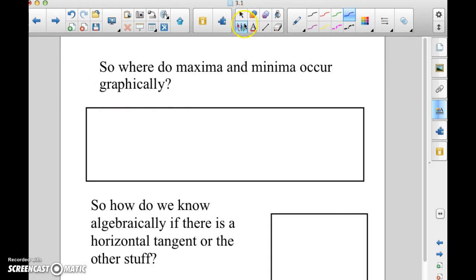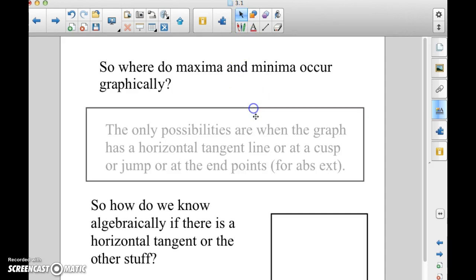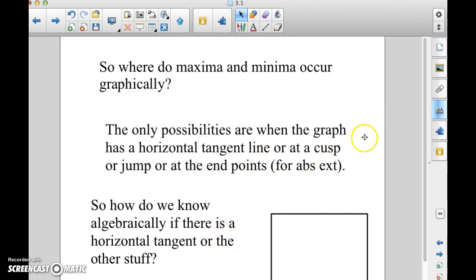So what we're going to try to do today is figure out where those maxima and minima occur on a graph without looking at the graph. Well, the only possibilities are when the graph has a horizontal tangent line, or if there's a cusp or a jump, or it could be at the endpoints for absolute extrema. When we're looking for relative extrema, we won't have endpoints.